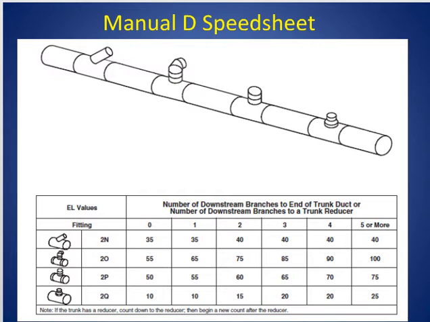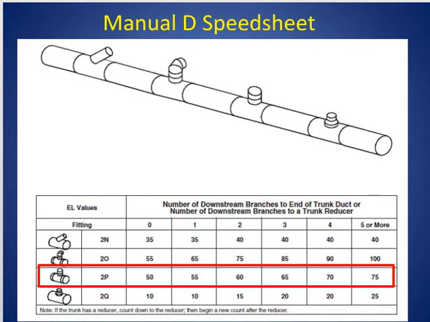We click on Group 2, and we come down and we find 2P, and then we read the directions. That's always a good thing to do, isn't it? Number of downstream branches to end of trunk duct, or number of downstream branches to a trunk reducer. And so we're adding these up. If there's a reducer, then these are before the reducer, and we don't have any reducers in our trunk, so it's just the total number of them in this case.